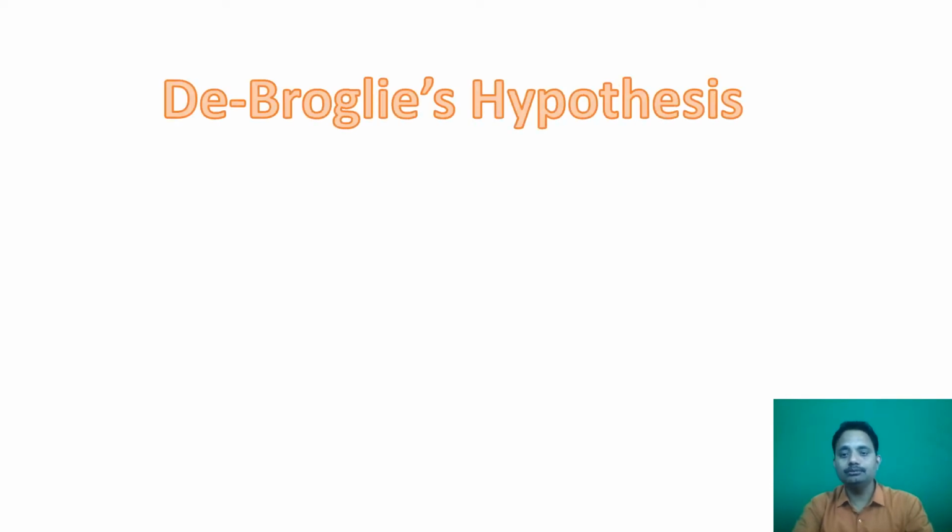Today we are discussing the concept of quantum mechanics. In quantum mechanics, the basic terminology is de Broglie's hypothesis. Louis de Broglie's hypothesis of matter waves in 1924 laid the foundation on which Schrödinger, Heisenberg and other scientists developed quantum mechanics. This quantum mechanics is very different from classical mechanics.